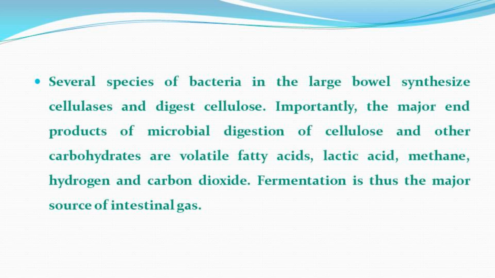Several species of bacteria in the large bowel synthesize cellulases and digest cellulose. Importantly, the major end products of microbial digestion of cellulose and other carbohydrates are volatile fatty acids, lactic acid, methane, hydrogen, and carbon dioxide. Thus, fermentation is the major source of intestinal gas.